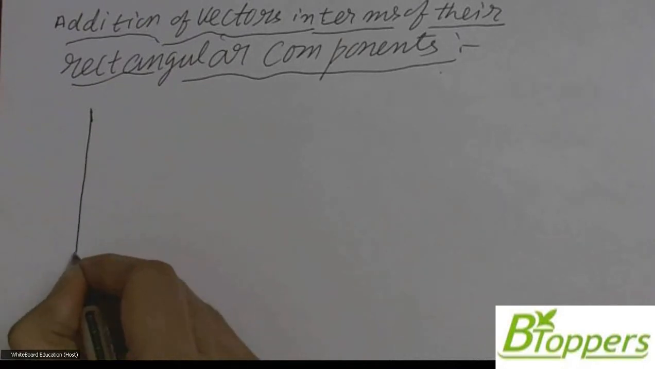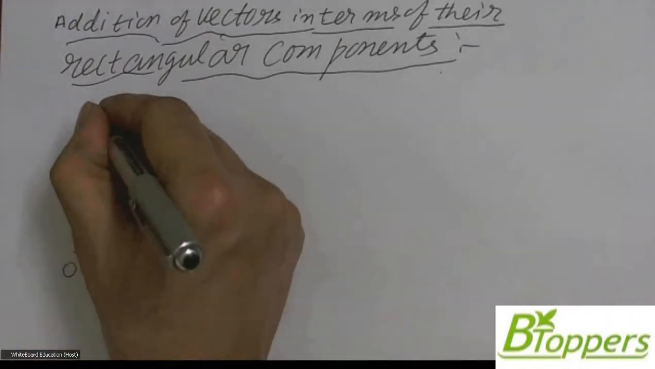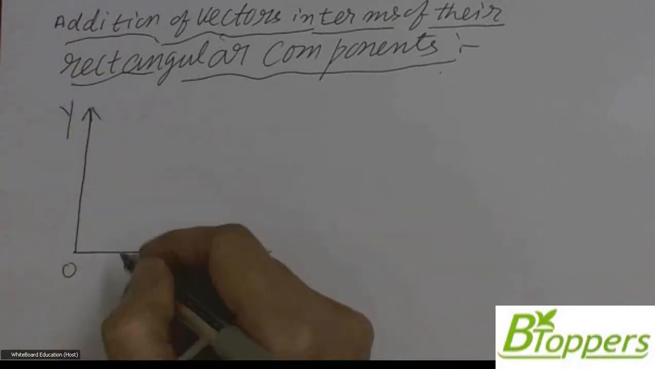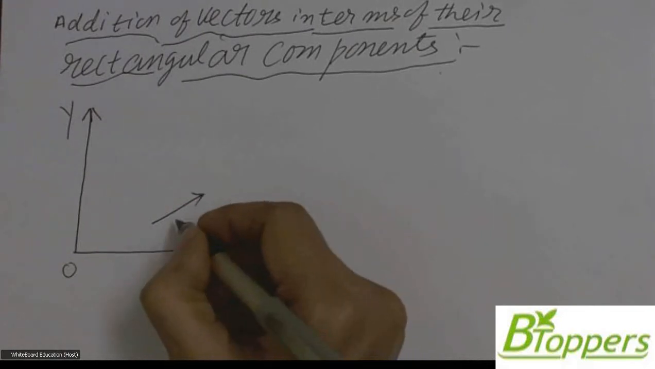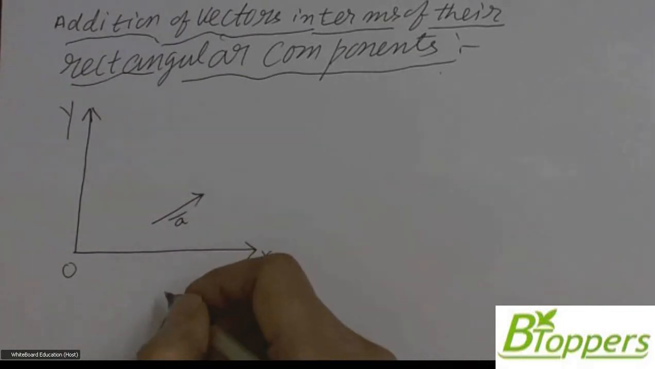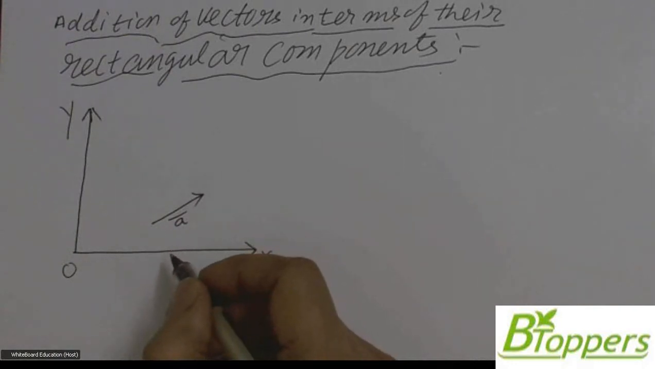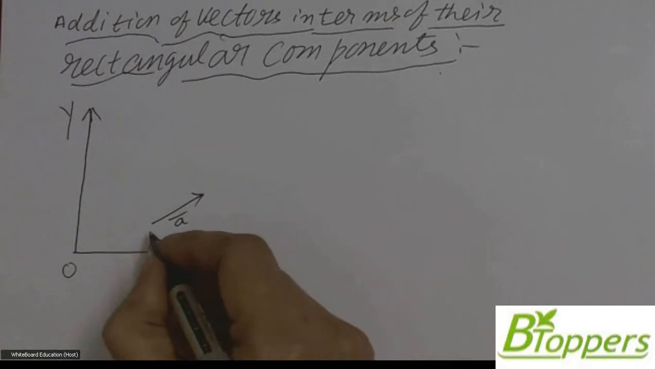Let us consider a vector a bar which lies in the xy plane. Here x is the x-axis, y is the y-axis, and the vector acts as shown in the figure. So to find the 2 rectangular components of this vector by the graphical method, we proceed like this.